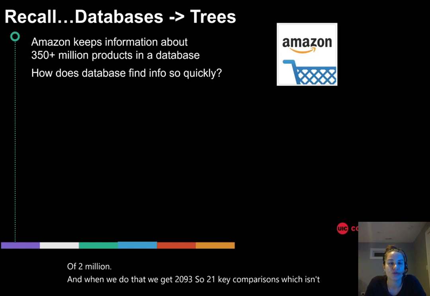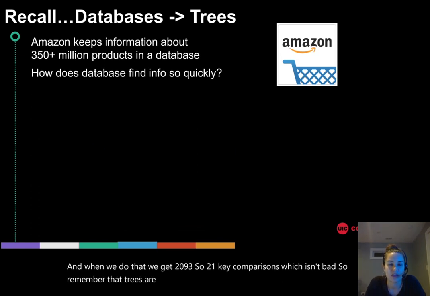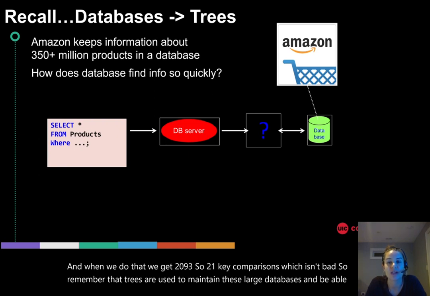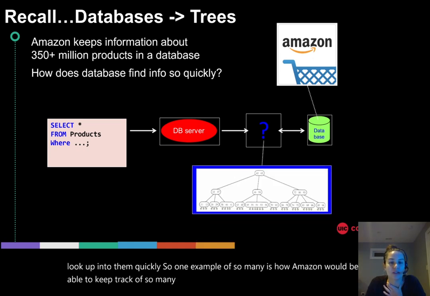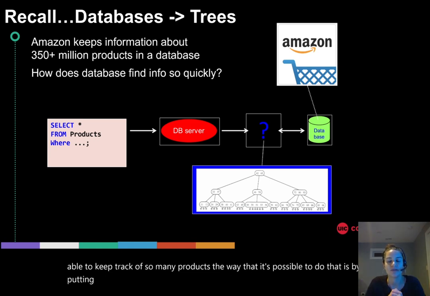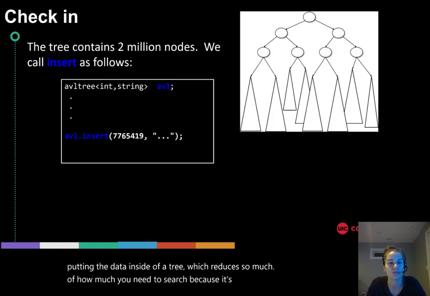So remember that trees are used to maintain these large databases and be able to look up into them quickly. So one example of so many is how Amazon would be able to keep track of so many products. The way that it's possible to do that is by putting the data inside of a tree, which reduces so much of how much you need to search because it's only based off of the height of the tree.